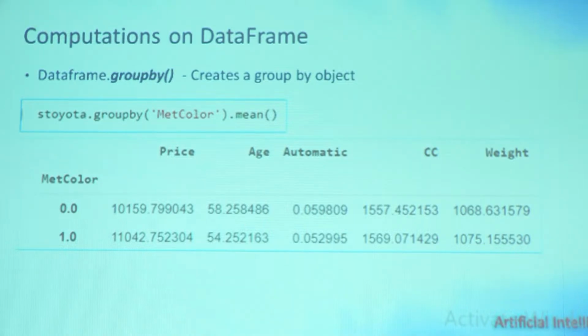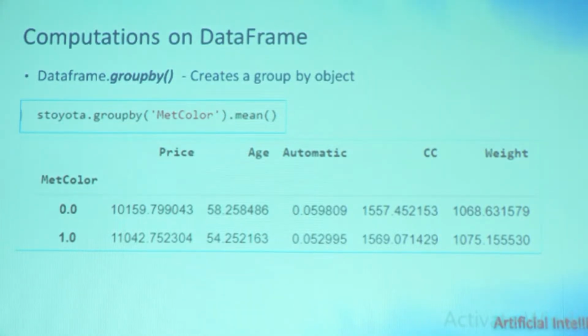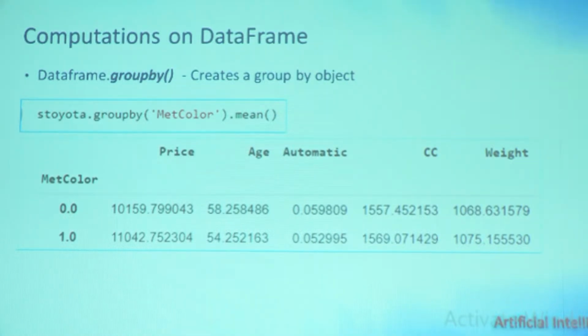So that means what? If I am a marketing manager, this will be very important for me. Why? Because if I am selling some car, MetColor 0 means non-metallic color and MetColor 1 means it is a metallic color of a car. So what is the price that I am going to sell for it or get for it? The mean value, the average value of that car, will be around 10,159 if it is a non-metallic color. If it is a metallic color, it is coming around 11,000 change. Clear? So it lets me know what could be the average price if it is a non-metallic color.